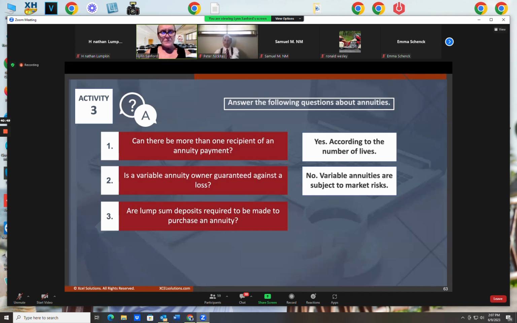Are lump sum deposits required to be made to purchase an annuity? No, premium payments may be periodic contributions. I don't have to put a lump sum in an annuity. I told you, I can start it with a lump sum of money. If it just so happens that I sold an asset and I have this lump sum of money to do something with, then yes, I can start an annuity with a lump sum.